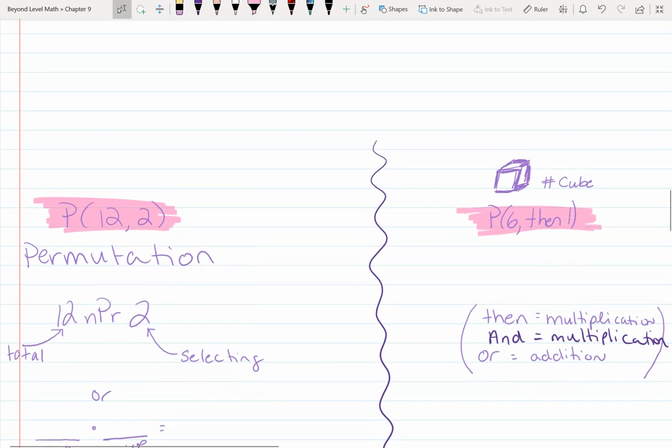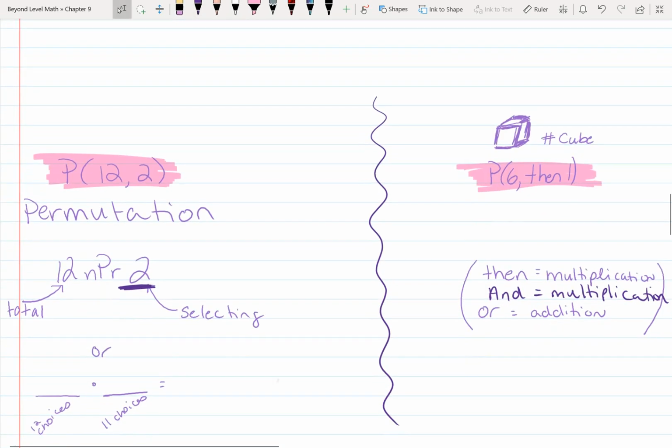Now remember that 2 is the number of lines that you write. That 12 is the number that you start with. So we've got 2 lines. I'm going to start with 12 here. Order matters. So it goes 12, then 11. So 12 times 11 is 132.